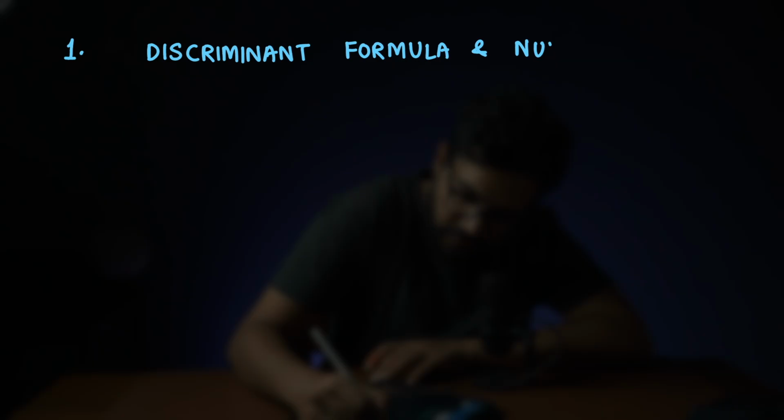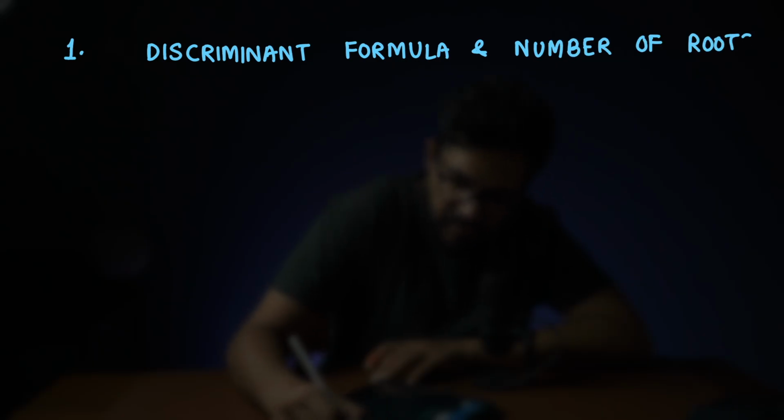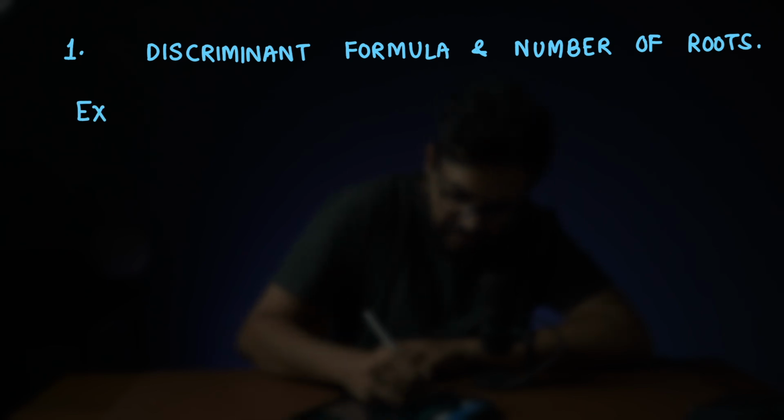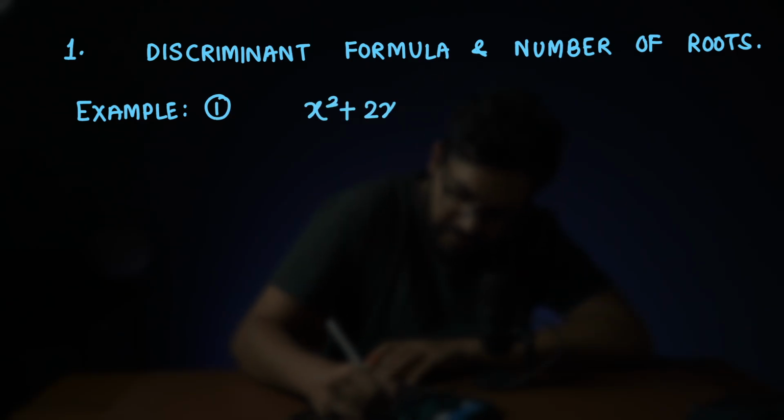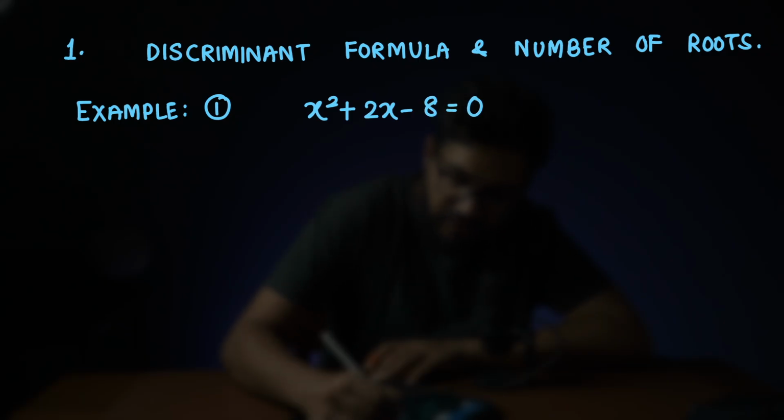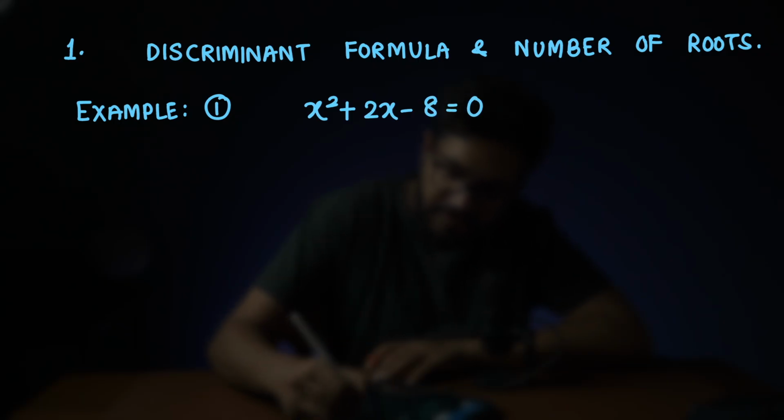So let's discuss our first topic for this video, discriminant formula and number of roots. We will understand this using three examples. Example 1: suppose we have a quadratic equation x square plus 2x minus 8 is equal to 0. We want to find the roots of this quadratic equation by using the quadratic formula.